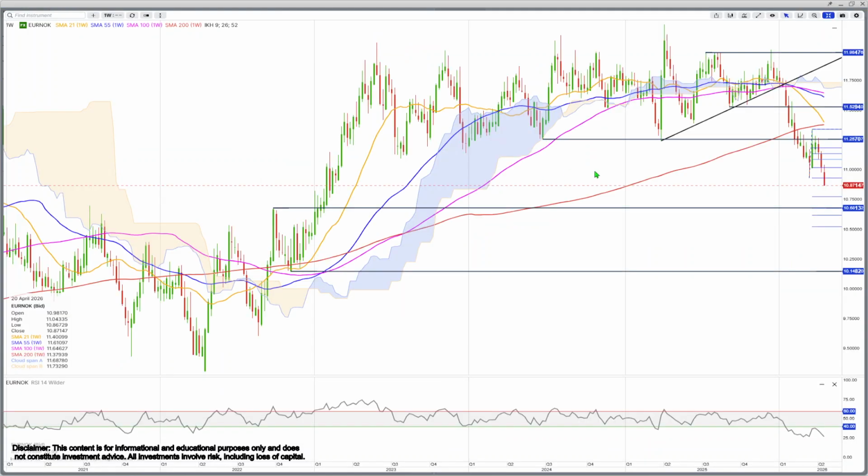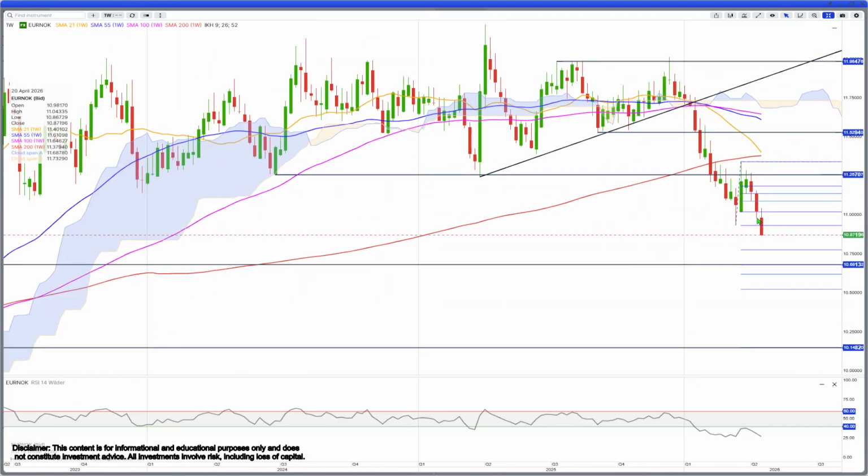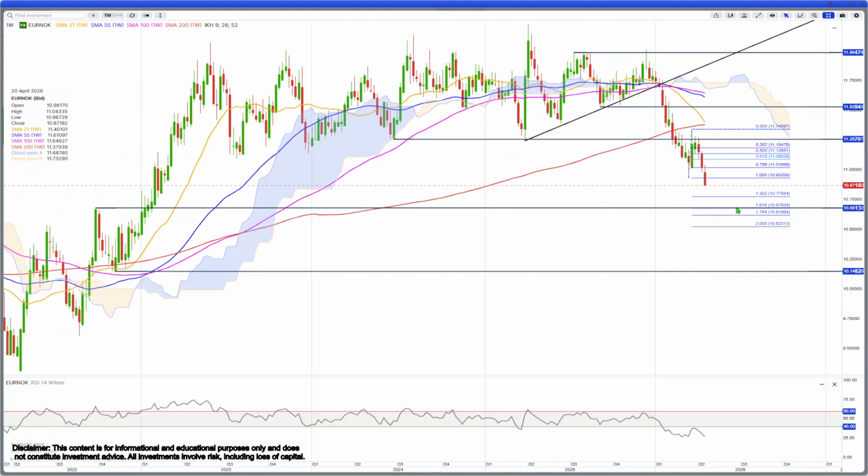EURNOK, the Norwegian krone against euro, even worse to say the least, pushing lower here. 10.87 currently trading, and I have added a Fibonacci projection to this correction here. It made this short-term wild correction there, and the 161.8 projection of that is just around 10.68, which is the upper part of that bigger correction area here. So we have this correction area here, the upper part was there, and the lower part is 10.14. Will we get down there?